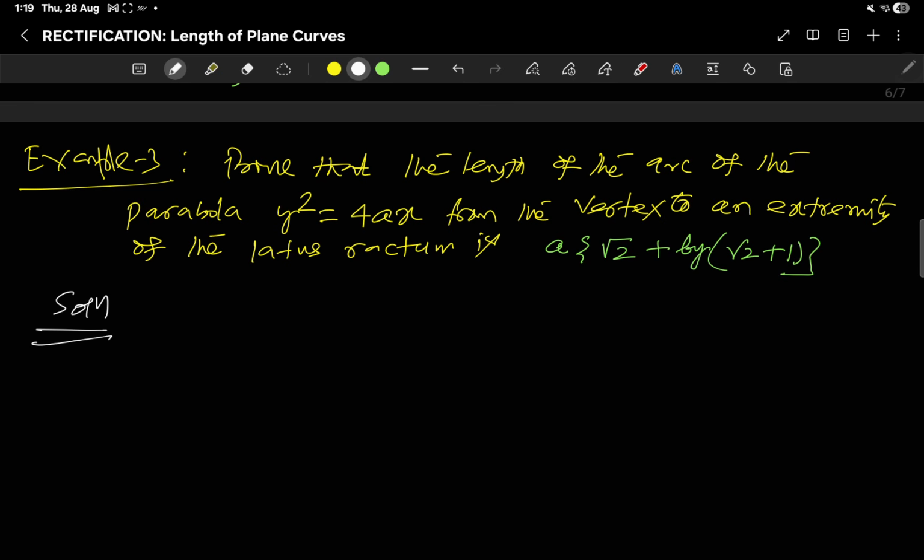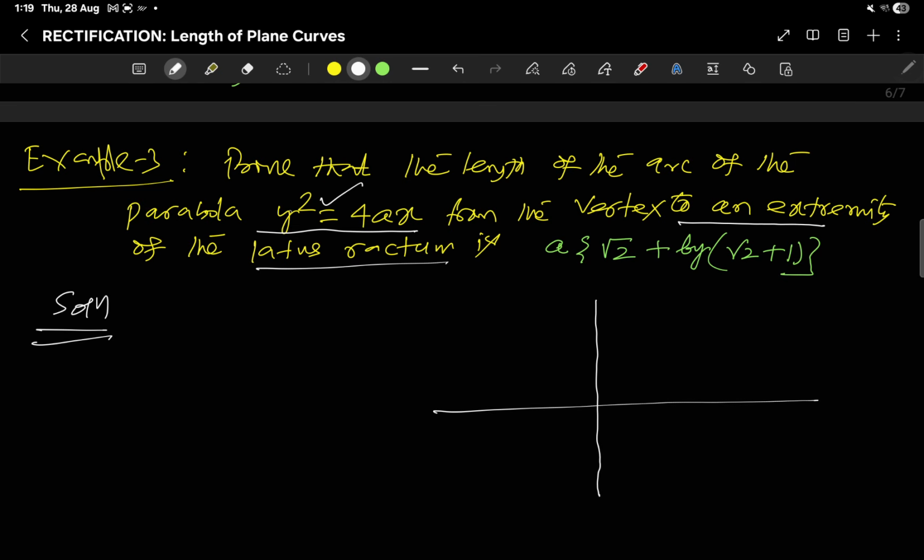So coming to the concluding example, prove that the length of the arc of the parabola y square is equal to 4ax from the vertex to an extremity of the latus rectum. The parabola is symmetric about the x-axis because the power of y is even. So this is my parabola, and the focus of the parabola is (a, 0).